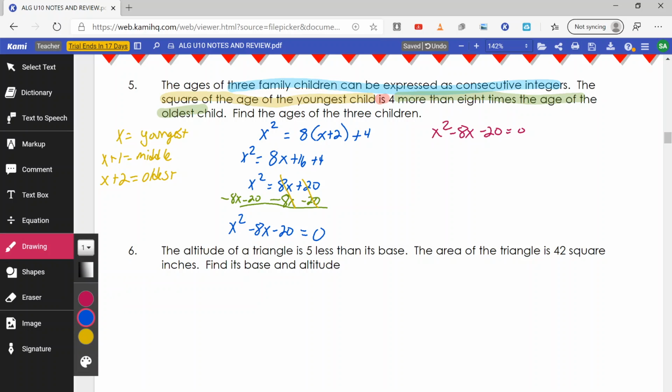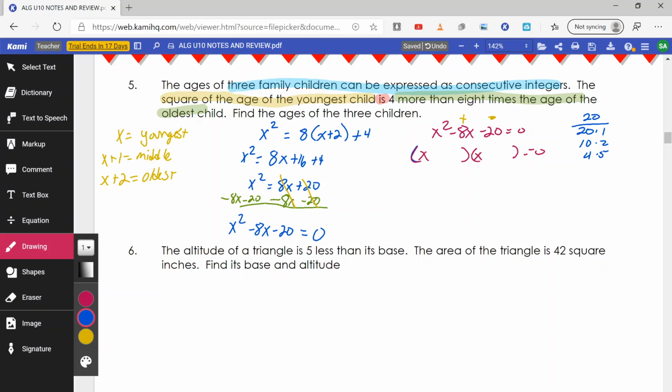So here we need 2 sets of parentheses that equal 0. The first items have to multiply to x squared, and the only way is x times x. Now I need to come up with the numbers that multiply to negative 20 but add to negative 8. It's much easier to list things that multiply to 20: 20 times 1, 10 times 2, 4 times 5.